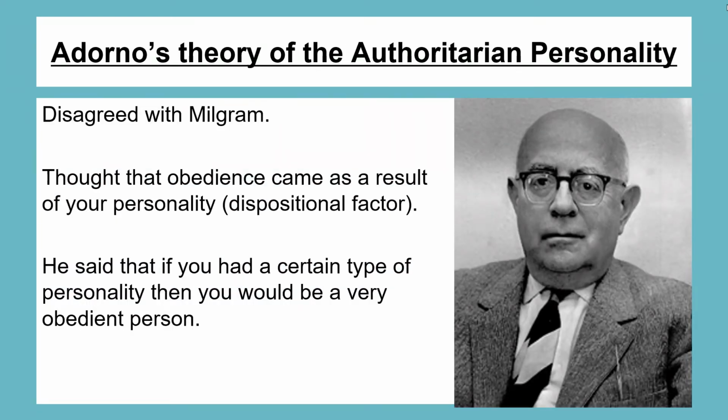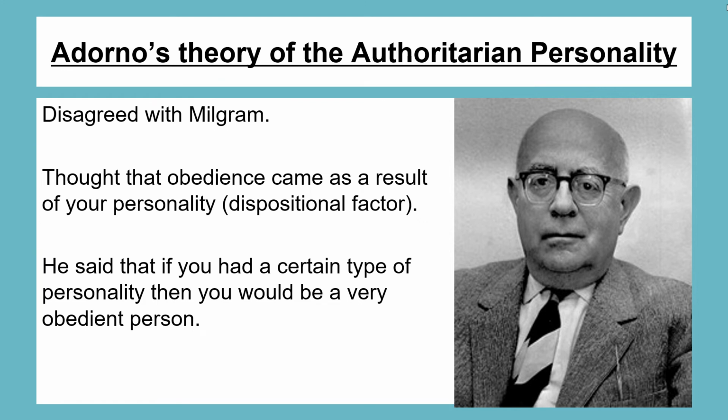After agency theory, we learned about Adorno's theory. Adorno's theory of the authoritarian personality. Now, Adorno was interested in obedience, just like Milgram, on the back of World War II. However, he disagreed with Milgram. He didn't think that social factors were the only thing that made a person obedient. He thought it came from your disposition, specifically your personality.